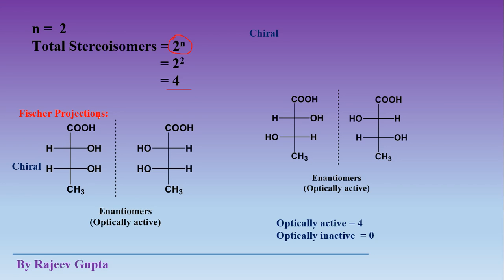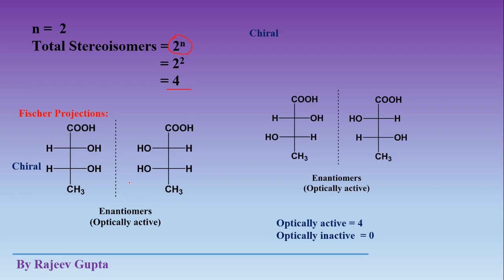So these are the Fischer projections. First, we put both the OH groups on the same side. This molecule does not contain a plane of symmetry, because on the upper side a carboxylic group is present, but on the lower side a methyl group. So this could not be a plane of symmetry. This is a chiral molecule, and its mirror image will be its enantiomer. So both these molecules are optically active.